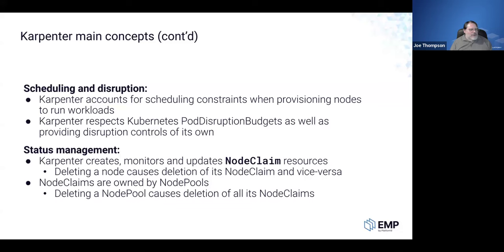So if you're having trouble with Karpenter and you're trying to figure out, well, what's going on here? How far did this get? You can look at the node claim resource for whatever node is supposed to be provisioned. If you delete a node claim, that causes the actual node to be deleted. If you delete the node, that causes the corresponding node claim to be deleted. And the node claim is owned by a particular node pool. So if you delete that node pool, then it causes all of the node claims owned by that pool to be deleted, and that in turn causes the nodes to be deleted.